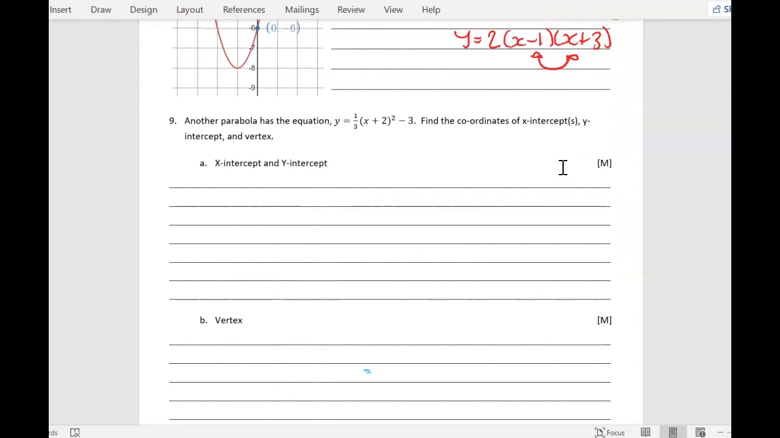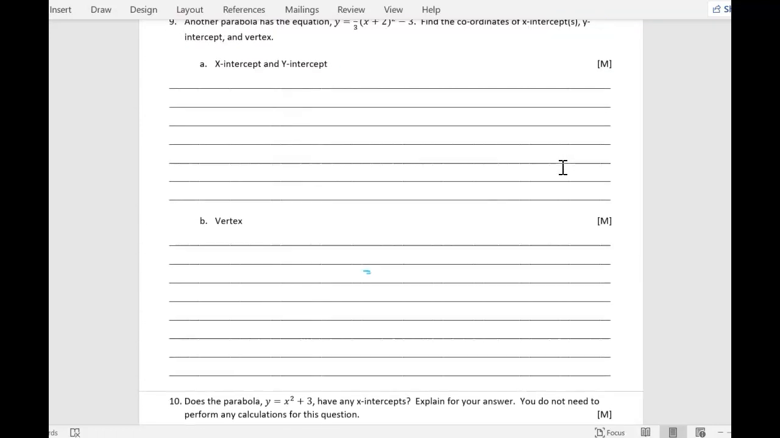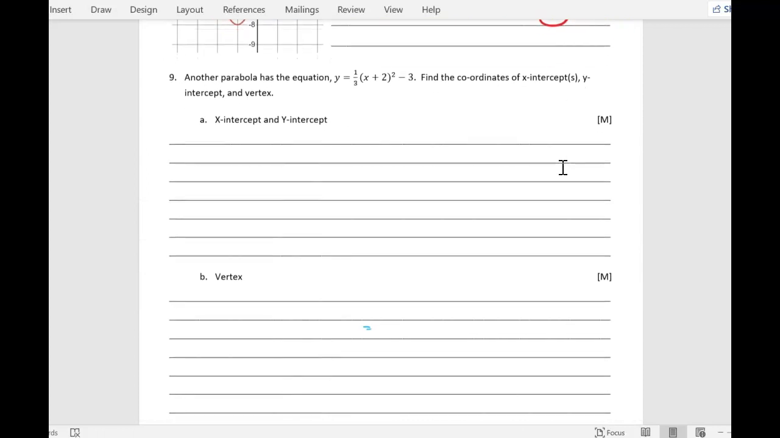We're now nearing the end of our section. We've got these ones here and then a few more on the other page as well. So another parabola has the equation y equals 1/3 of (x plus 2) squared minus 3. Find the coordinates of the x and the y-intercepts and the vertex as well. So let's start off with the x-intercepts. So at the x-intercepts, I know that y is going to be equal to 0. So I'm going to put that in. So 0 is equal to 1/3 of (x plus 2) squared minus 3. That minus 3 becomes +3 equals 1/3 of (x plus 2) squared.